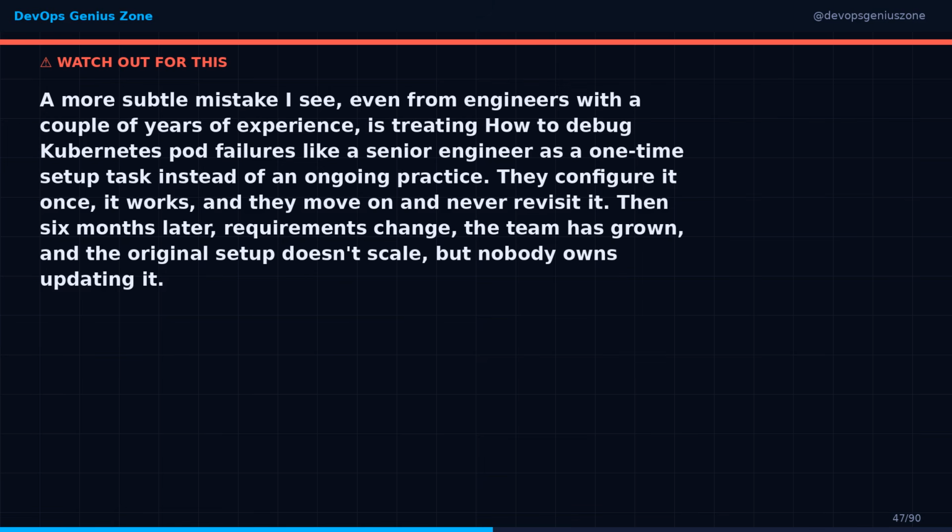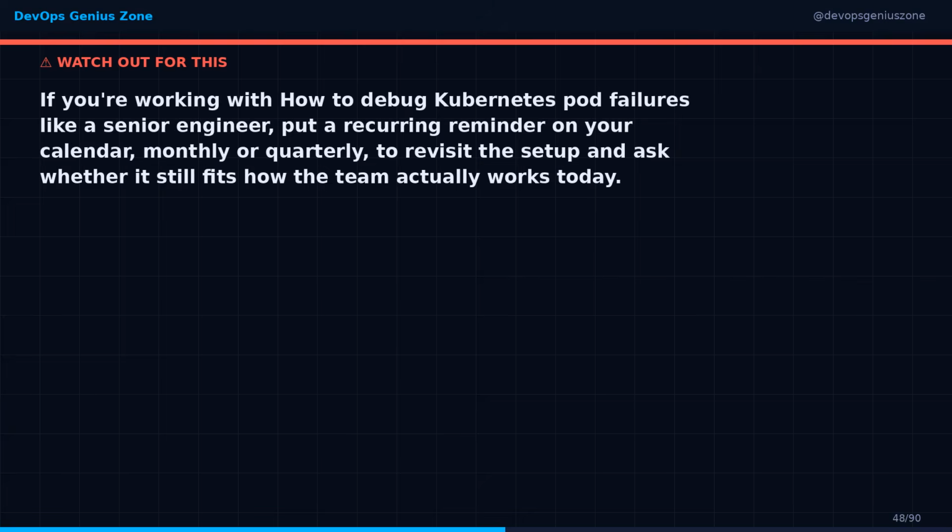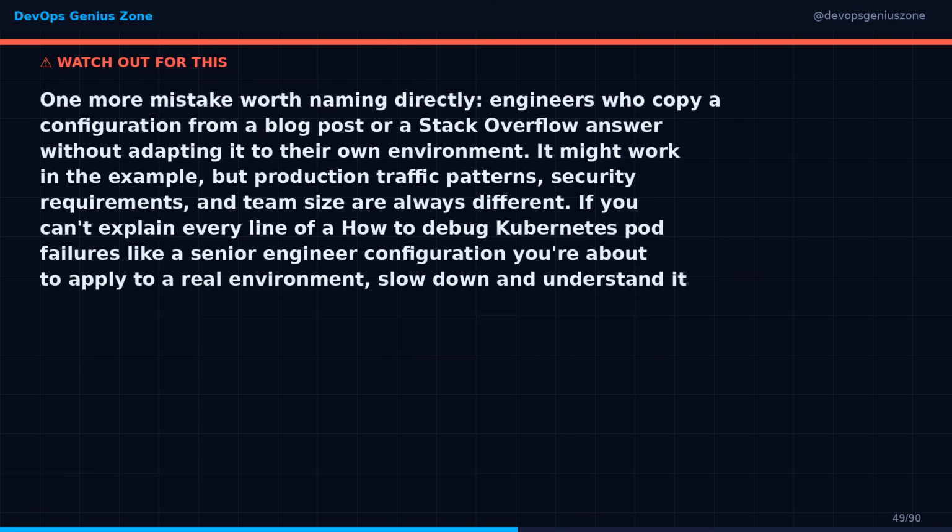One more mistake worth naming directly: engineers who copy a configuration from a blog post or a Stack Overflow answer without adapting it to their own environment. It might work in the example, but production traffic patterns, security requirements, and team size are always different. If you can't explain every line of a how to debug Kubernetes pod failures like a senior engineer configuration you're about to apply to a real environment, slow down and understand it first. That single habit will save you from more incidents than almost anything else on this list.